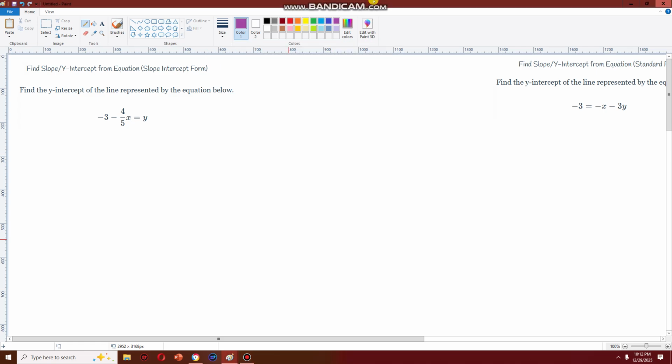Today I'm going to show you how to find the slope of a line in many different ways. Let's start with the first one right over here. We have y equals minus 3 minus 4 over 5x, and I'm supposed to find the y-intercept of the line, represented by the equation below.